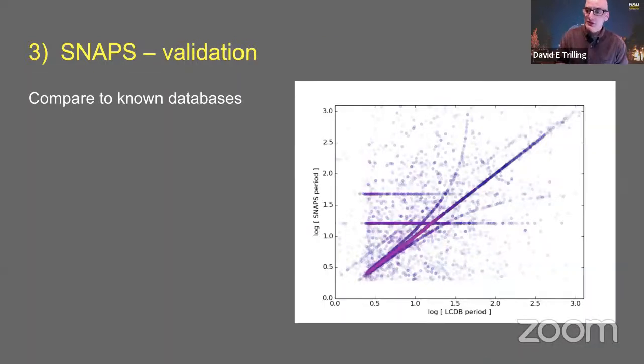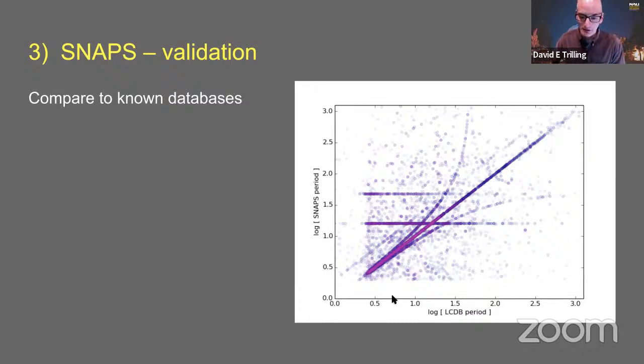Okay. So that's some snapshots out of our database. I want to tell you about 2 validation techniques that we do in our database. One is to compare our results to results from known databases. So here's an example. Here's our SNAPS period on the y-axis, and on the x-axis is asteroid periods from a different database, which is called the Light Curve Database, LCDB.